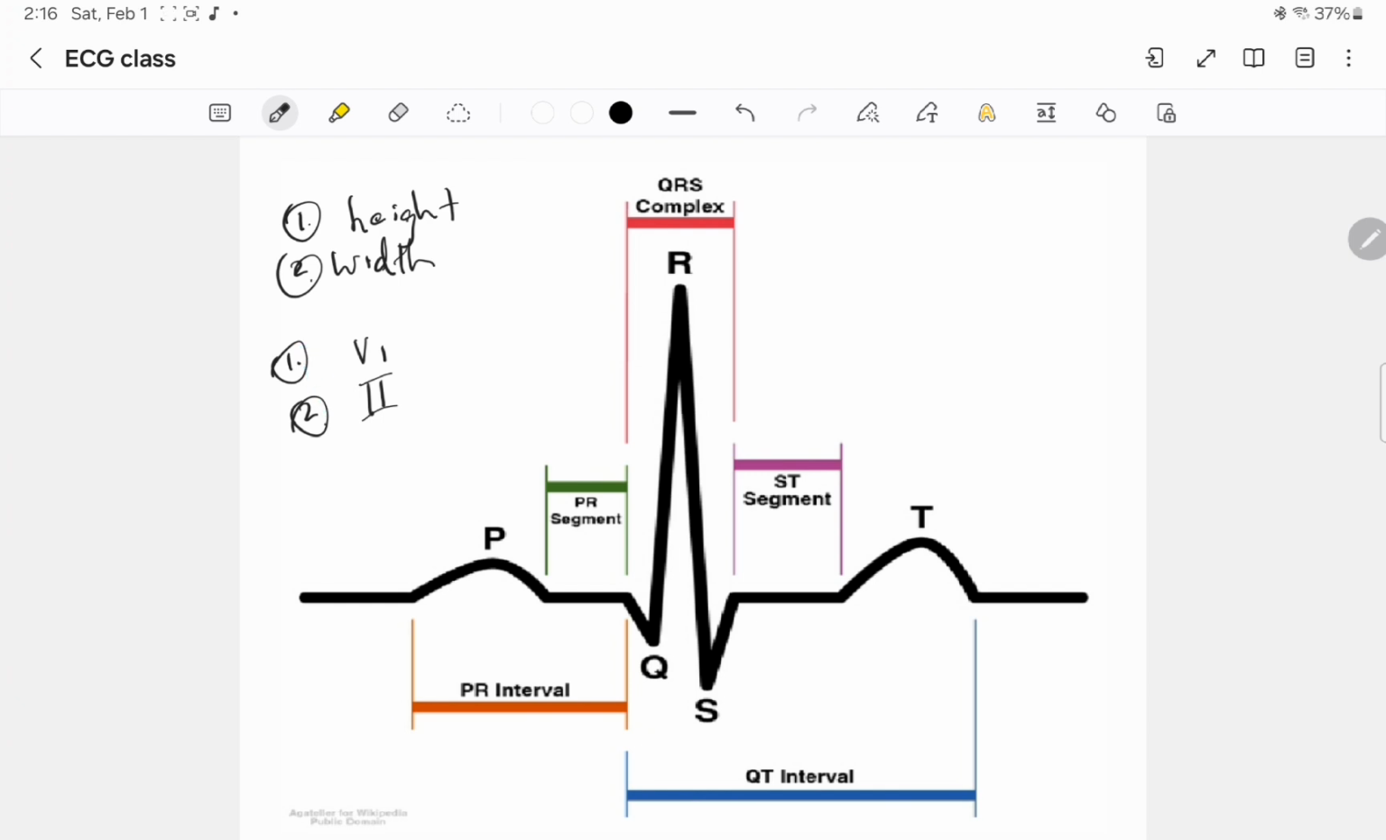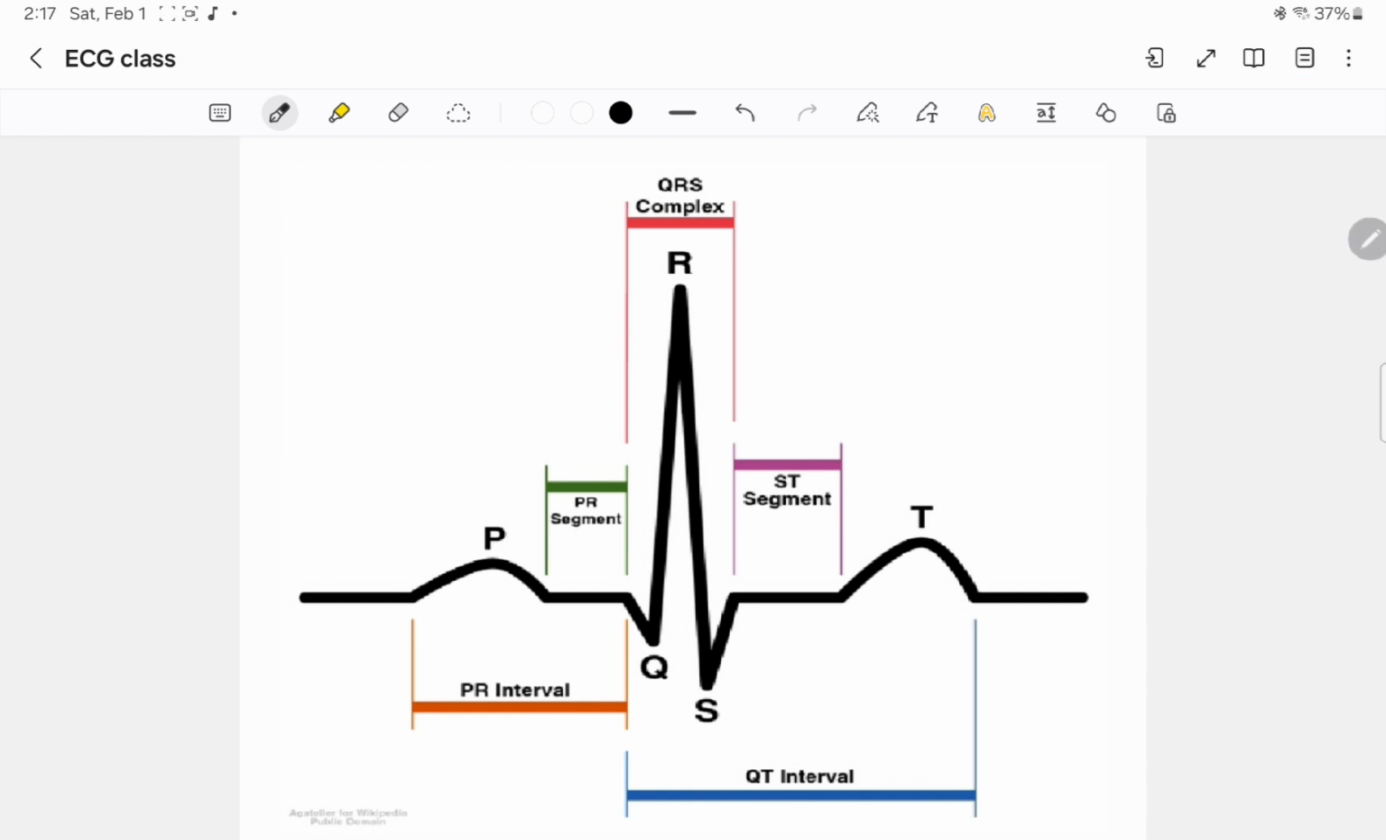So 1 and 2. So in summary, when analyzing the ECG, when we want to find out information about atrial impulses, because that's what basically the P wave represents, we look in V1 and lead 2 because those leads have the best view of the atrium on the standard 12 lead ECG.